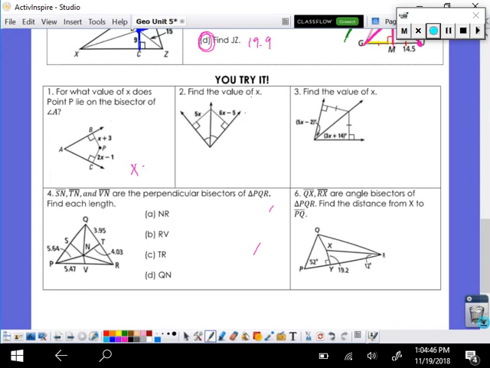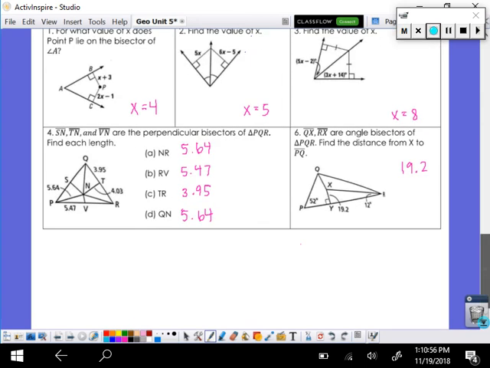Okay, so for number 1, x will equal 4. Number 2, x equals 5. Number 3, x equals 8. And number 4, we've got 5.64, 5.47, 3.95, and 5.64. And then our last one in 6, we are looking for the distance from x to PQ. That is going to be 19.2.